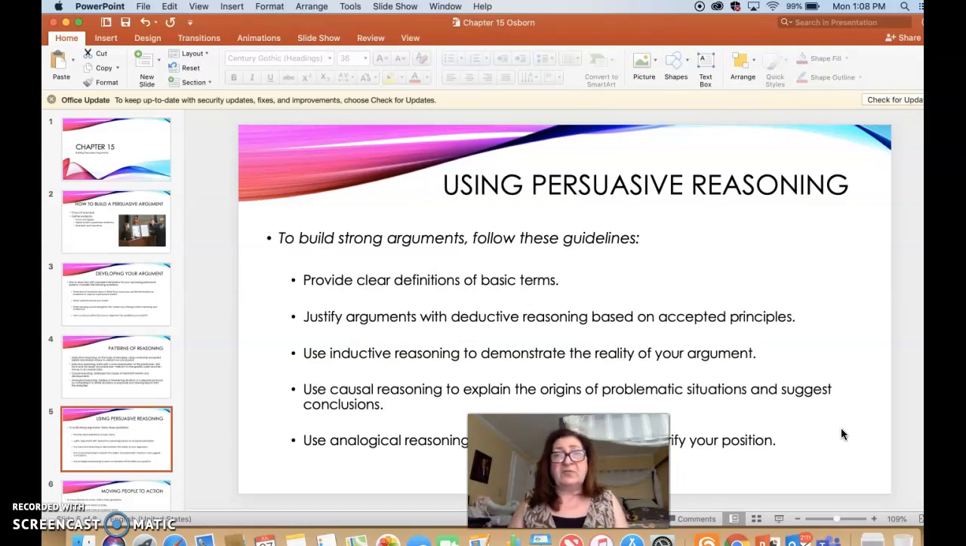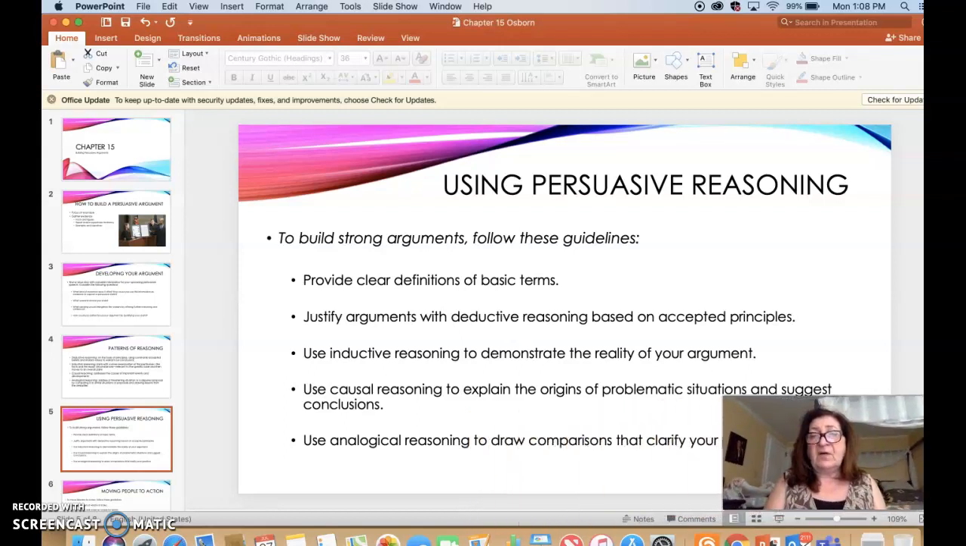How do we use persuasive reasoning? In order to build a strong argument, here are some guidelines to follow. Provide clear definitions of your terms. That's the first step that we take, because there are things that we use casually every day, words like socialism, like global warming, like feminism, gender, identity, and nobody actually takes the time to define those terms.